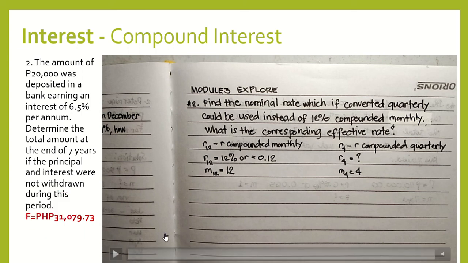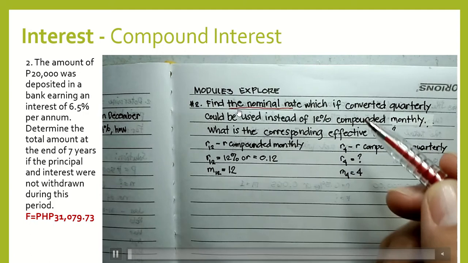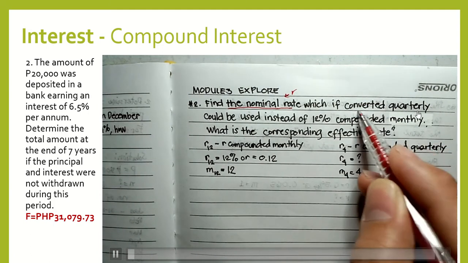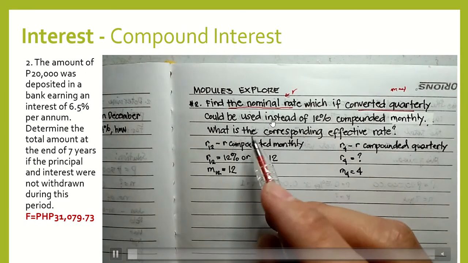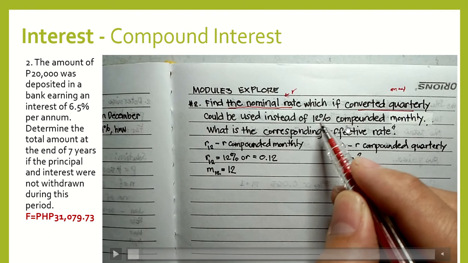So this is the problem here. Now the question is again to find the nominal rate of interest if converted quarterly. Take note that we are asked to find the nominal rate of interest, and that's R, converted quarterly. Quarterly means M is 4, and it could be used instead of 12% compounded monthly.